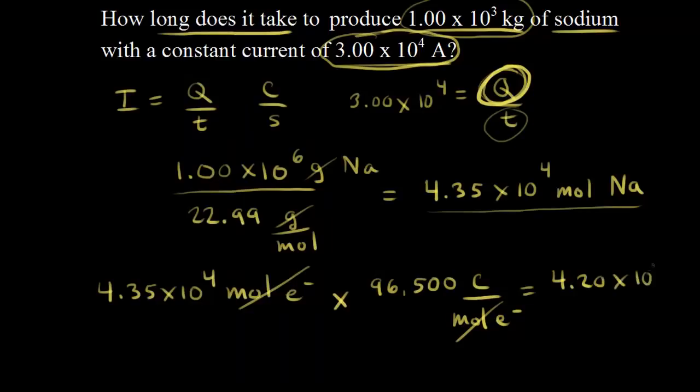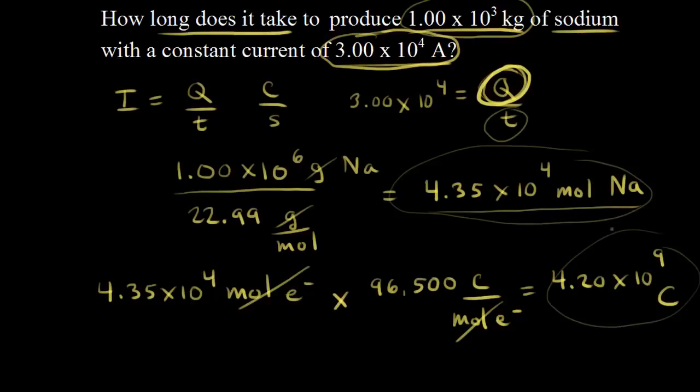4.20 times 10 to the 9th. That would be coulombs, right? That's how much charge we need to make this many moles of sodium. All right, so we have the charge, and now we can plug that back into here and solve for the time. So let's do that.